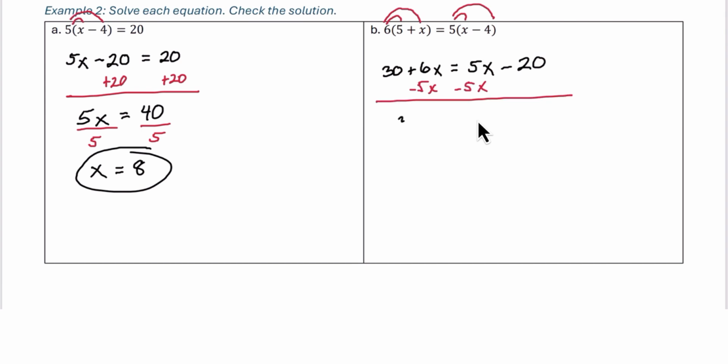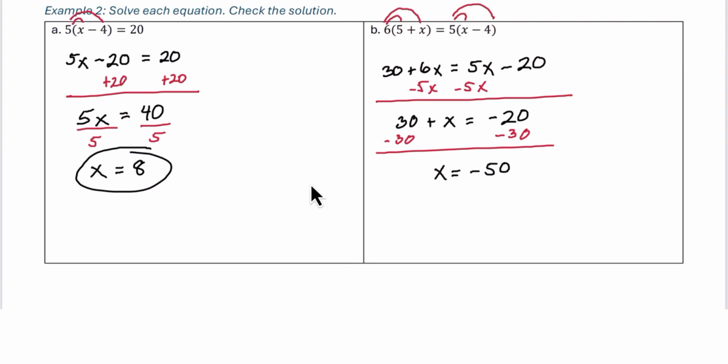We now have 30 plus x equals negative 20. Since the variables are on the left side, we need to move any constants to the right side. So we'll move this 30 by subtracting. We now get x equals negative 50.